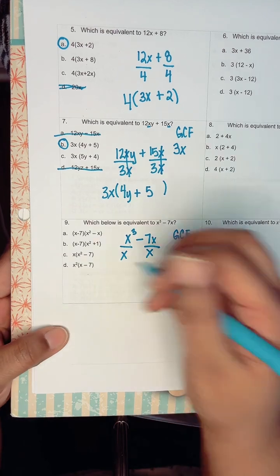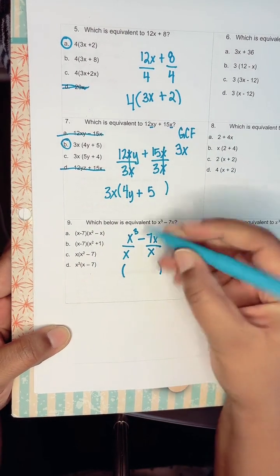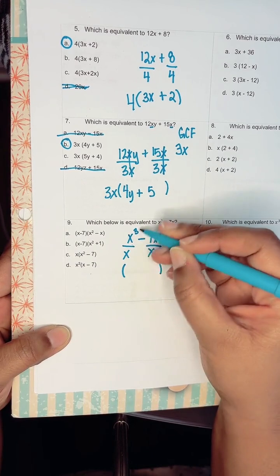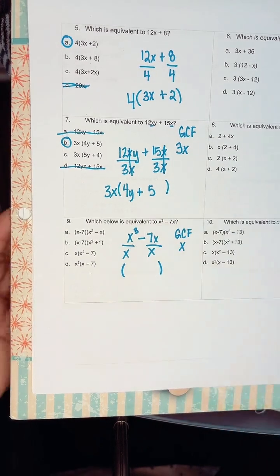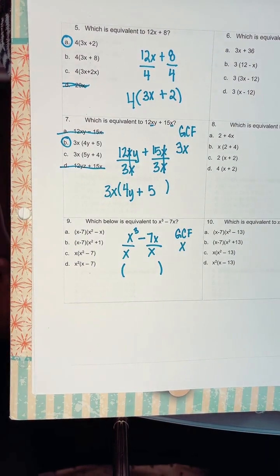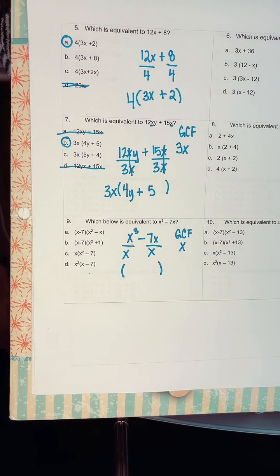All right. So let's see. What does this give me? X cubed divided by X. Put it in the chat. What do you get? Oh, you're so welcome. X squared.